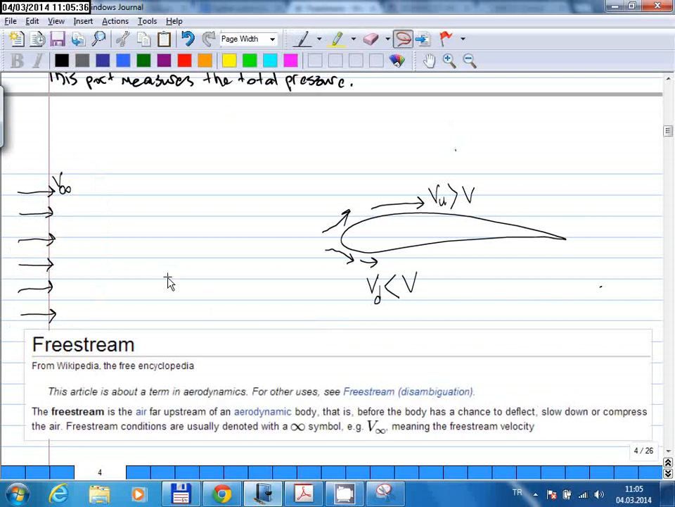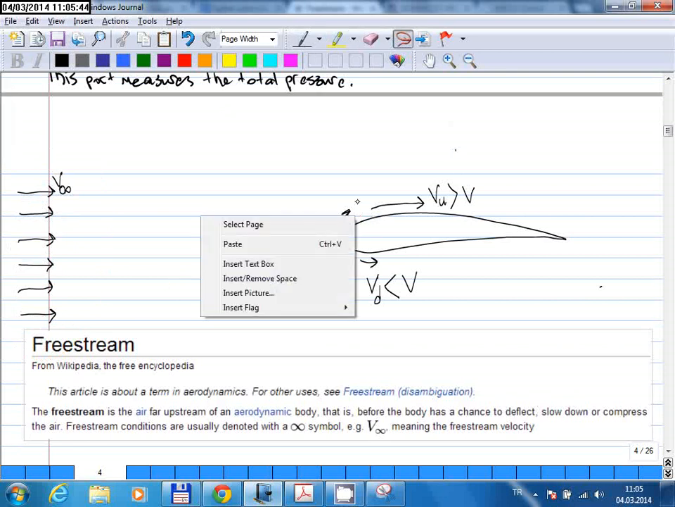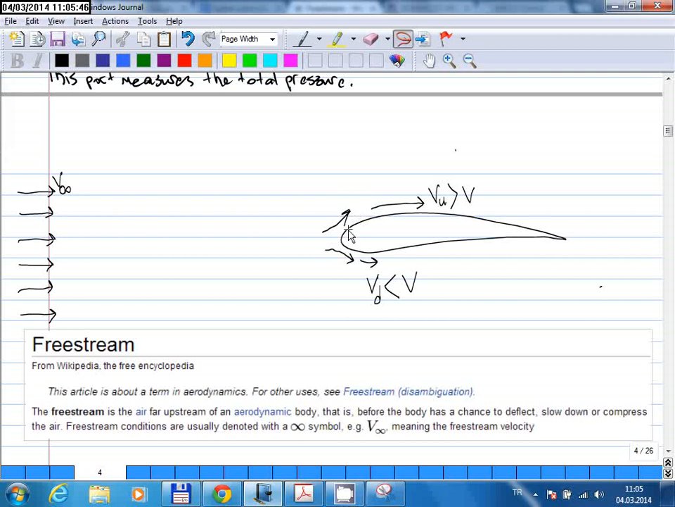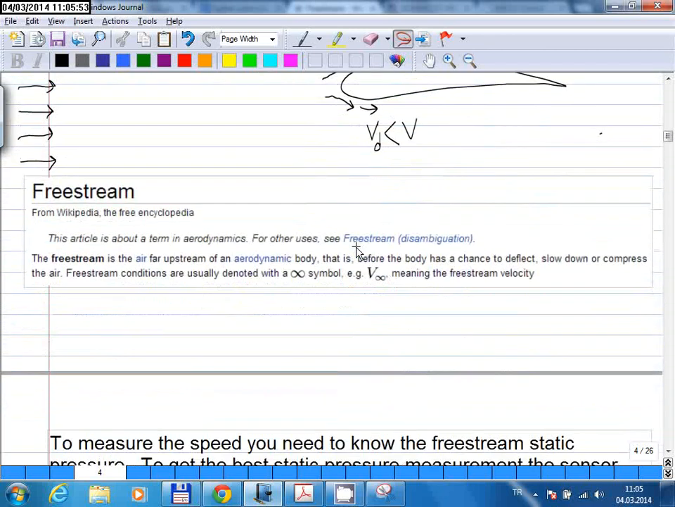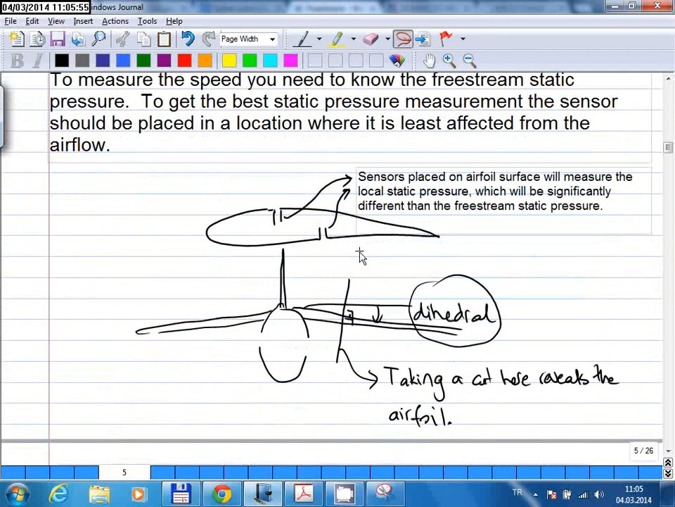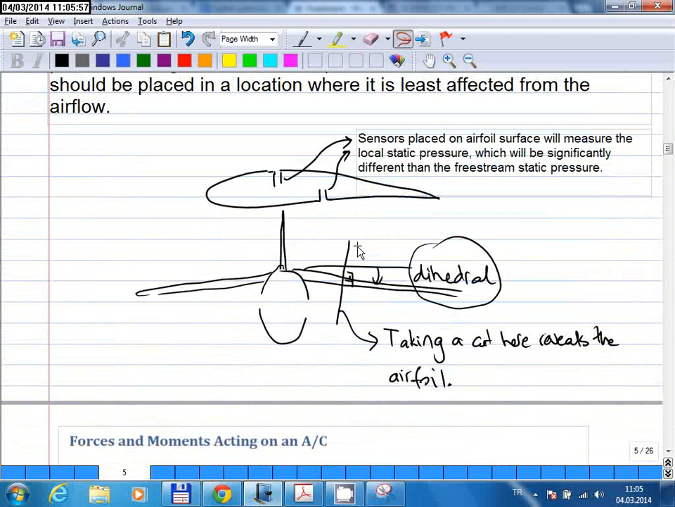So because of that, you need to place your pitot tube carefully. If you, for example, put a pitot tube here, that will measure the speed of the flow here, or if you put it here, it will measure a different speed. So for that purpose, you try to place the pitot tube in a place where the flow is least disturbed by the aircraft.